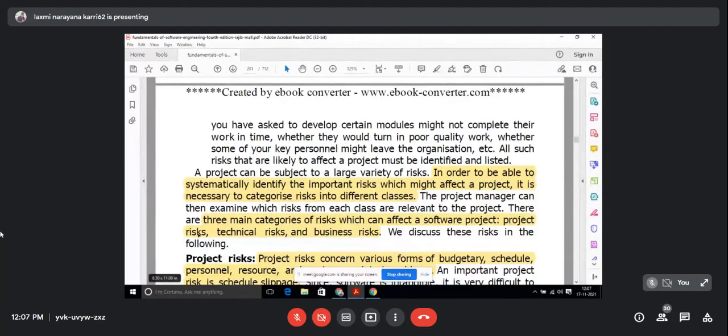Project risks are the risks that appear in the project, such as scheduling or resources. Technical risks appear in the technical management. For example, if the workers or newcomers make a mistake, those risks are technical risk. And business risk: if the product goes to market and you don't have a good market for it, those risks come under business risk.